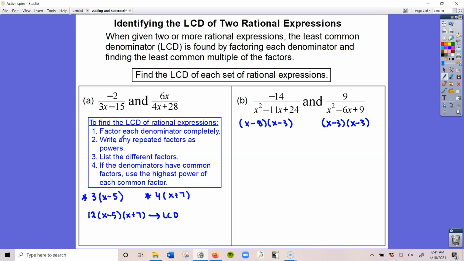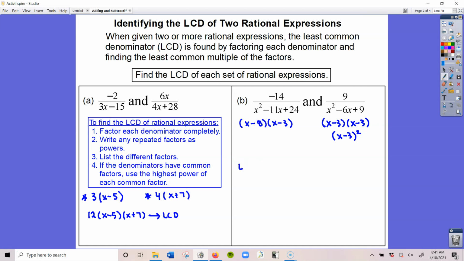Now this is like here in step 2. Write any repeated factors as powers. These are repeating factors. So I would write this as x minus 3 squared, because there's 2 of them. If there were 3, then it would be cubed. If there were 4, it would be to the 4th, etc.